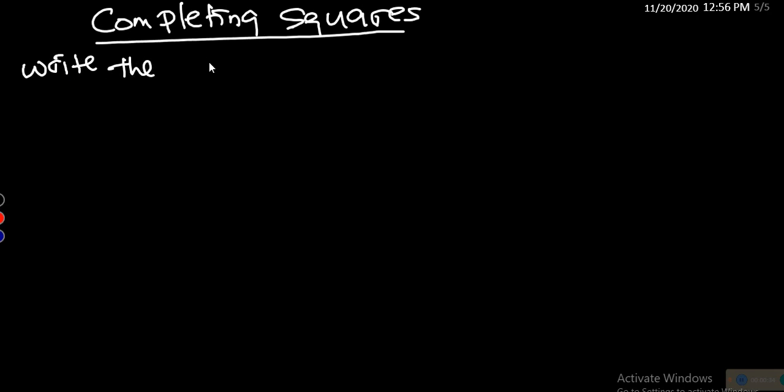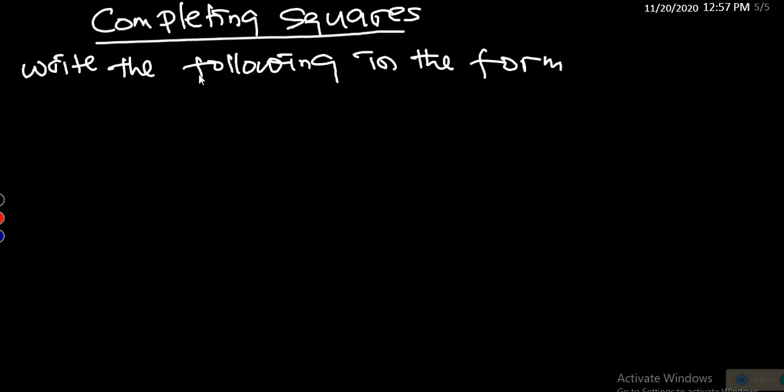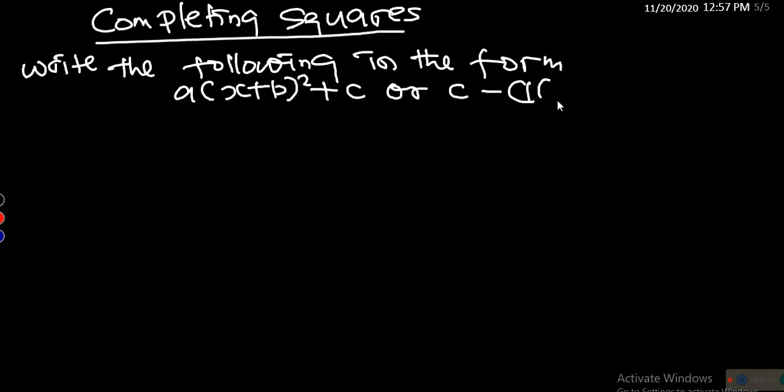Write the following in the form a(x + b)² + c, or c − a(x + b)². Okay, so the question can come in this form. If you see a question in this form, the question is still asking you to complete the square.